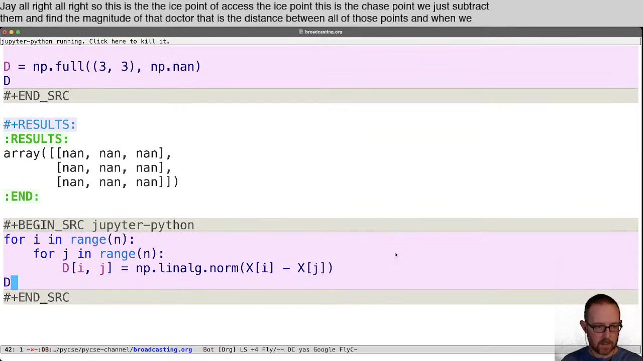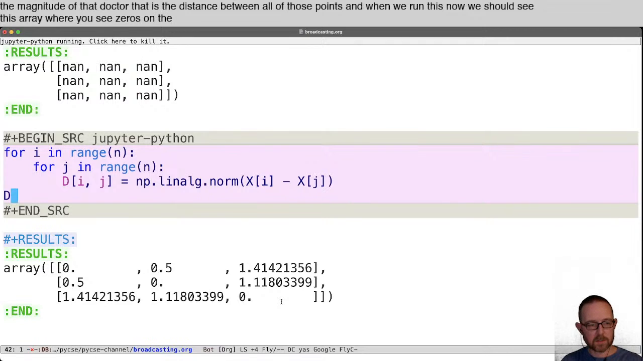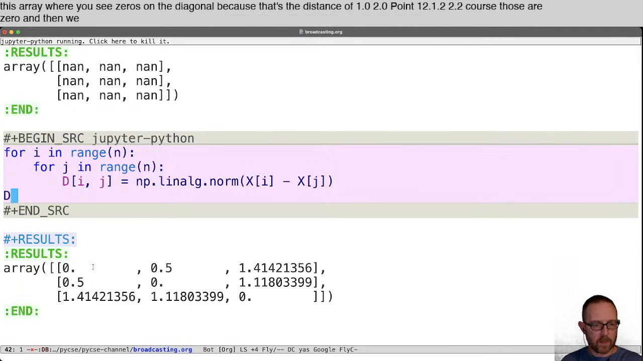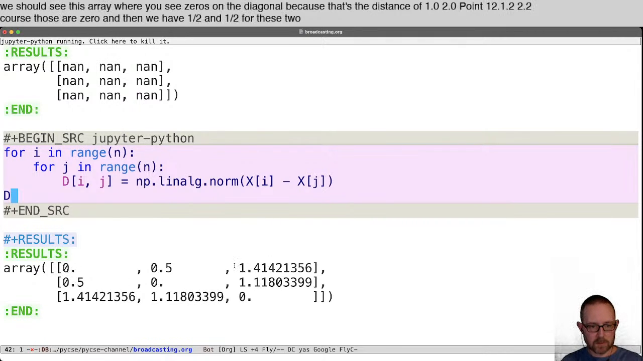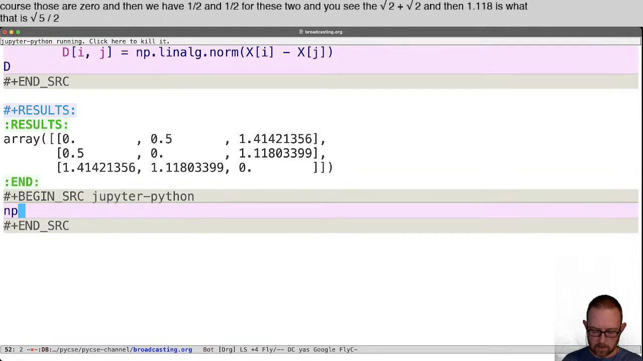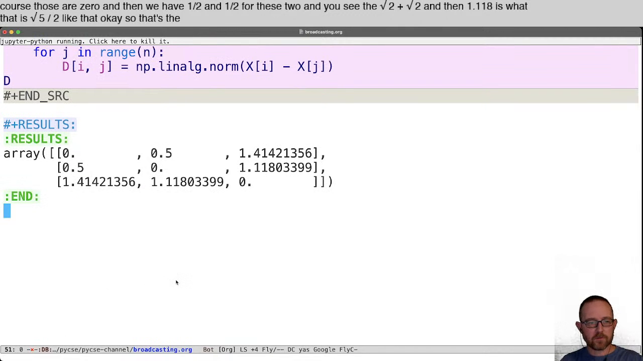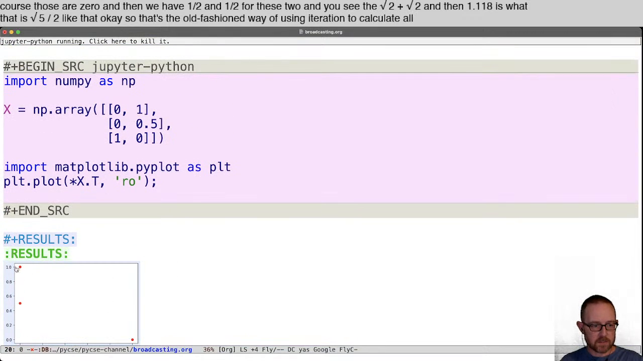And when we run this now, we should see this array where you see zeros on the diagonal because that's the distance of point 0 to point 0, point 1 to point 1, point 2 to point 2. Of course, those are 0. And then we have 1/2 and 1/2 for these two. And you see the square root of 2 and the square root of 2. And then 1.118 is what? That is the square root of 5 divided by 2.